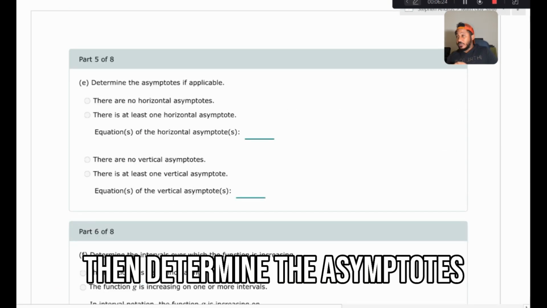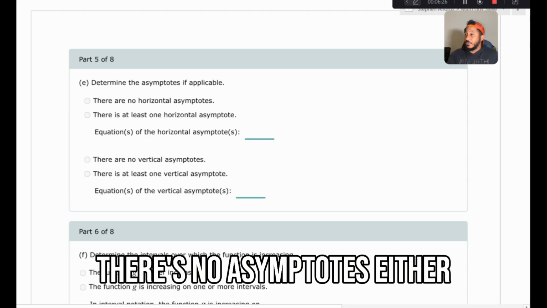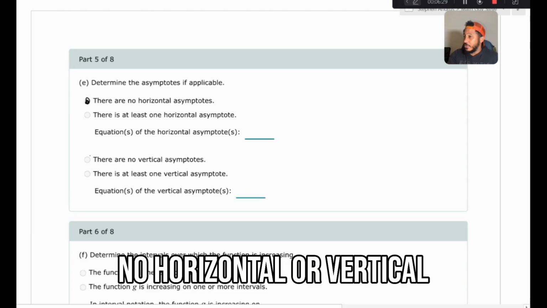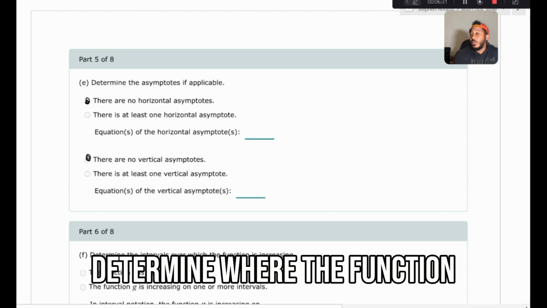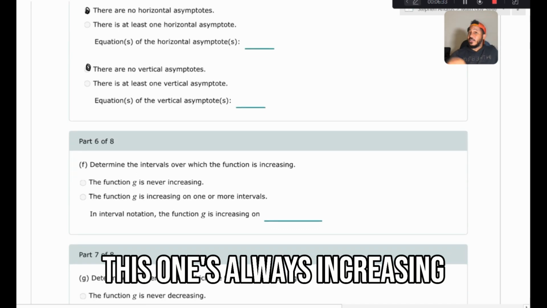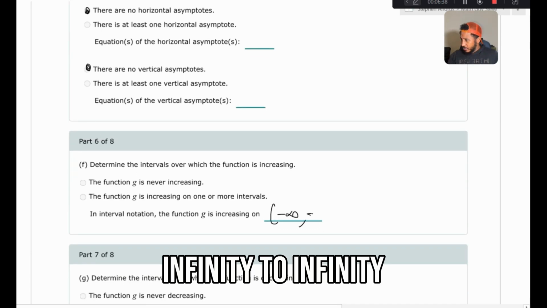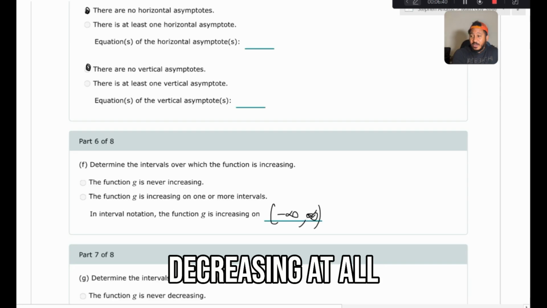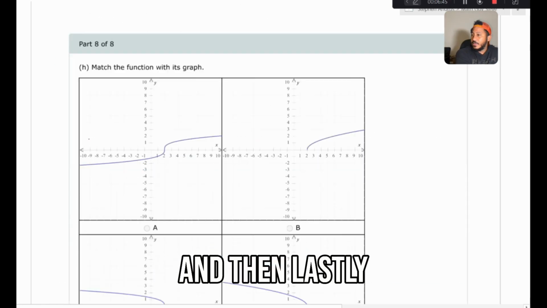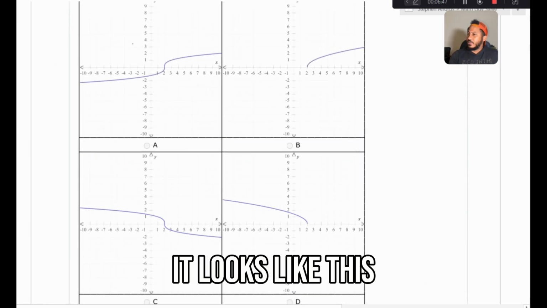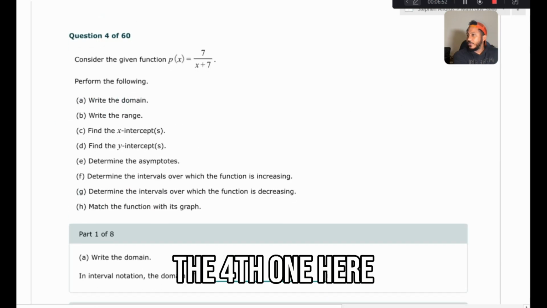And determine asymptotes, if any. Again, for cube root graphs, there are no asymptotes either. So no horizontal or vertical asymptotes. Determine where the function is increasing. This one's always increasing, right? It's slowly getting bigger each time. So it's increasing from negative infinity to infinity. And this one's not decreasing at all, so never decreasing. And then lastly, our graph, which we said looks like this, right? All right, the fourth one here.